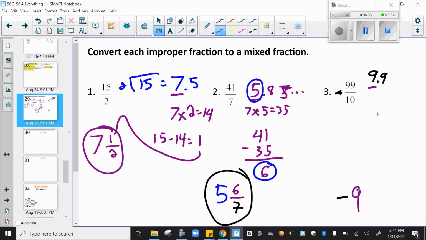So 9 times 10 is 90. So we're going to do 99 minus 90 to get 9, and that becomes our new numerator, 9. Everything else stays the same, 10. We can check it by doing what we did in the first half today. 10 times 9 is 90, plus 9 would be 99, and negative 99 over 10. All right?